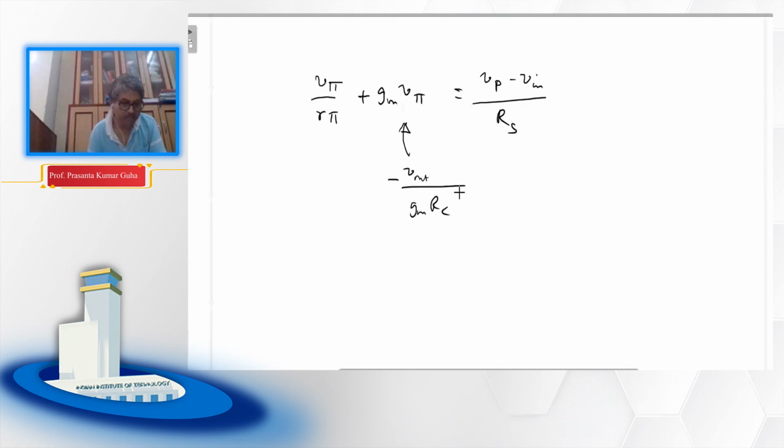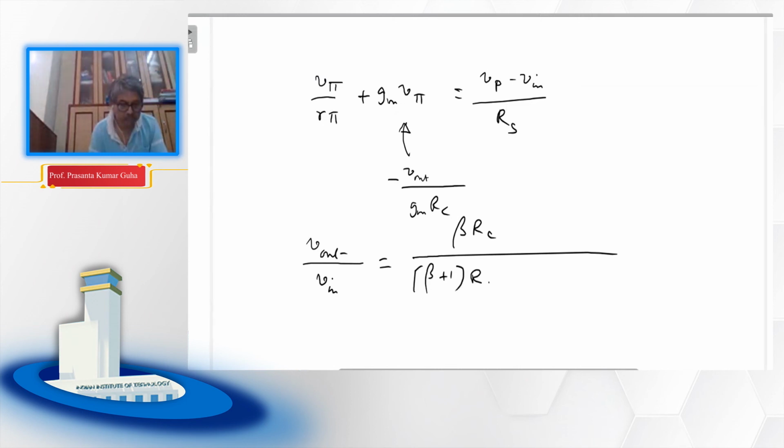So if you do that and put V pi as minus V out over GM RC, and restructure this equation, then you will end up with, I'm just skipping steps, so we will ultimately get this. Okay, so this is our gain formula.